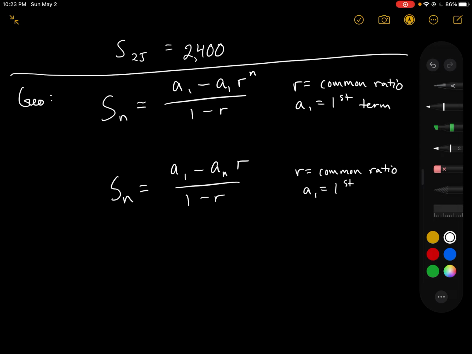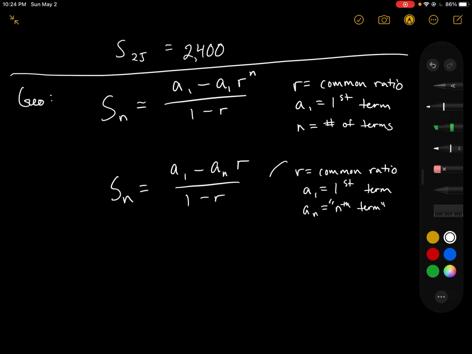In this case, r is our common ratio. We still have our first term. And then now, that's basically what we have there. So in this case, we wouldn't know what n is as well. So again, just depending on what you have to fill in here. So here we know n, so we know the number of terms in the sequence. And in this case, the second one, we don't know n.